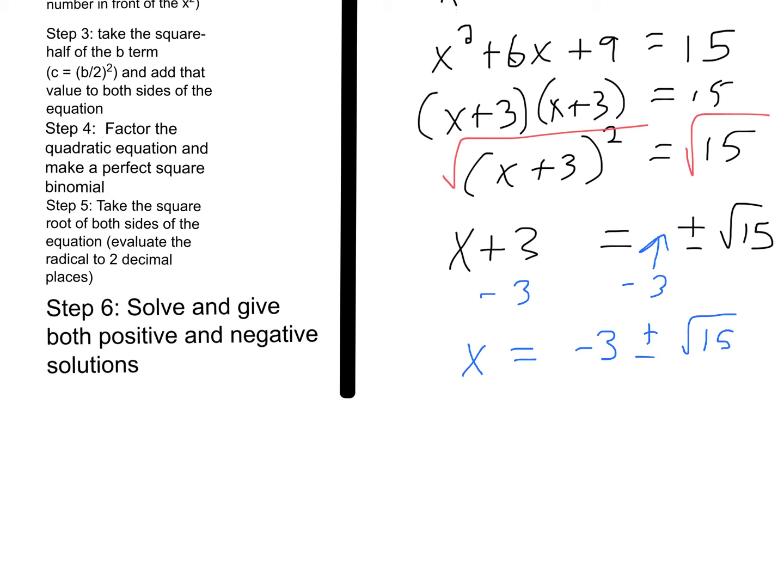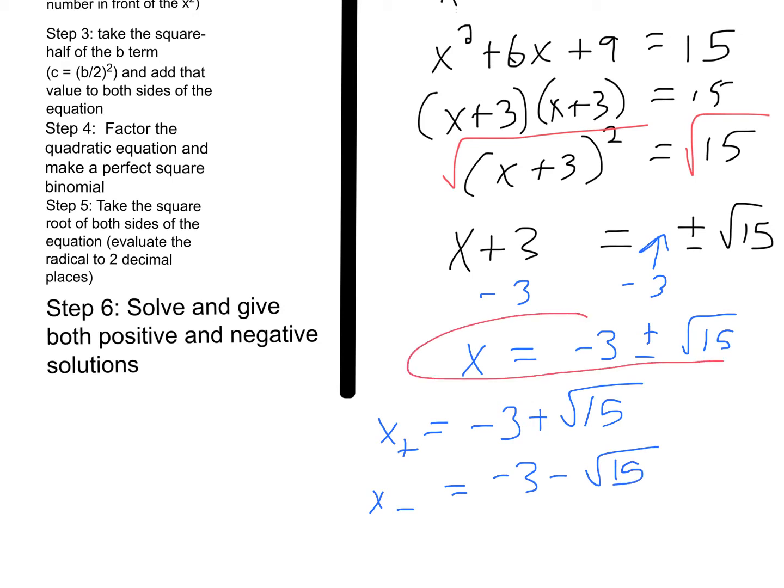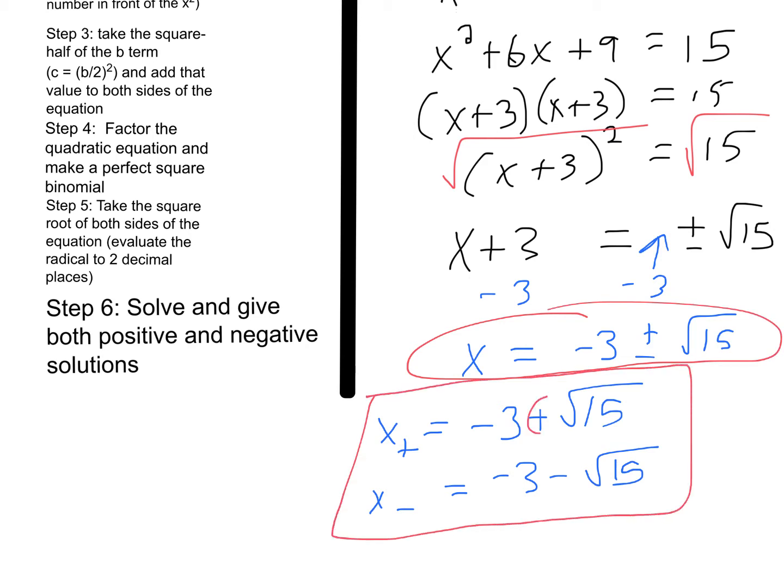Now in this case, folks, you're supposed to do x plus and x minus. Some teachers say you should do this: negative 3 plus rad 15. And when you do your x negative, you get negative 3 minus rad 15. So depending on your teacher, you can either leave it like this, or you may be forced to take that extra step and do the plus and the minus here and here. Okay?